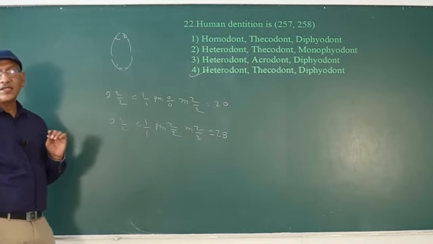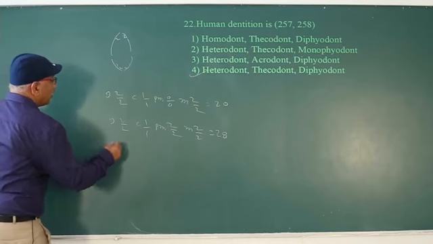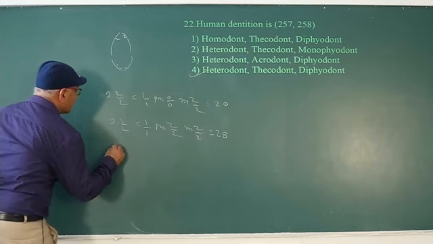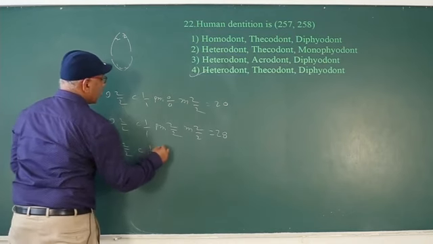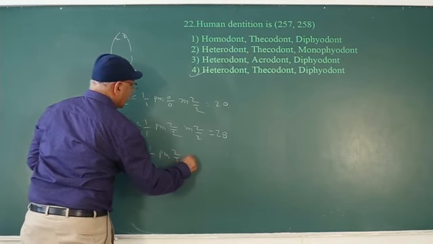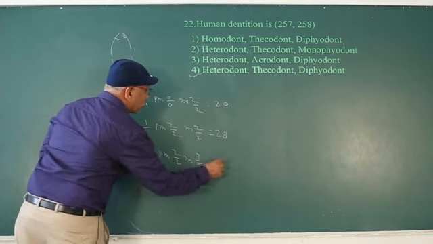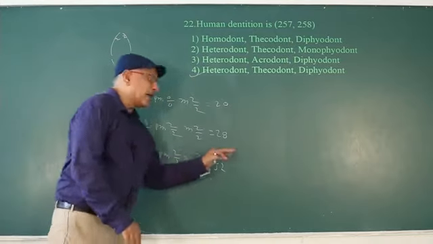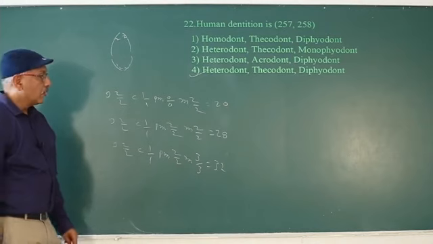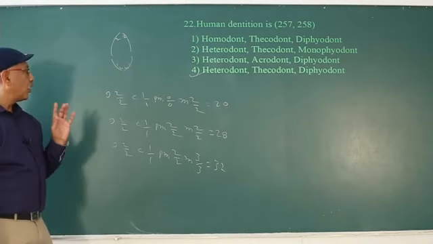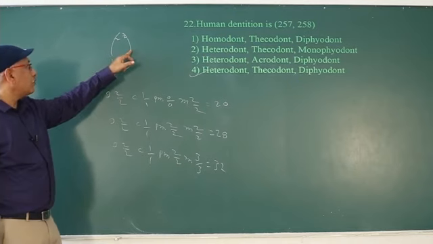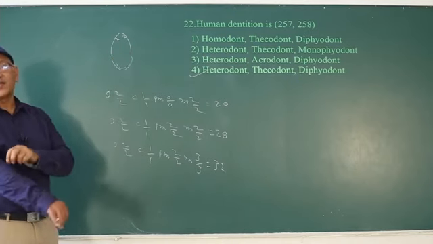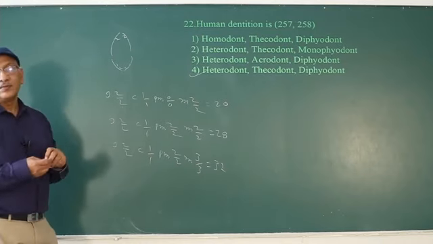Last molars are absent. Similarly, dental formula in adult after 21 years: incisors 2/2, canines 1/1, premolars 2/2, molars 3/3. Total number of teeth 32. So last molars are present in adult humans after 21 years. Even though last molars are present in this area, they are vestigial, non-functional. They are also known as wisdom teeth.